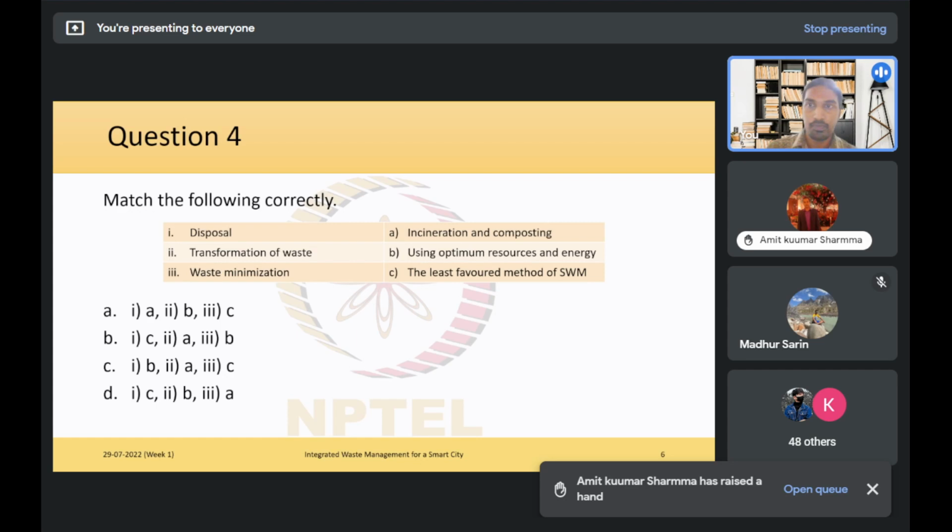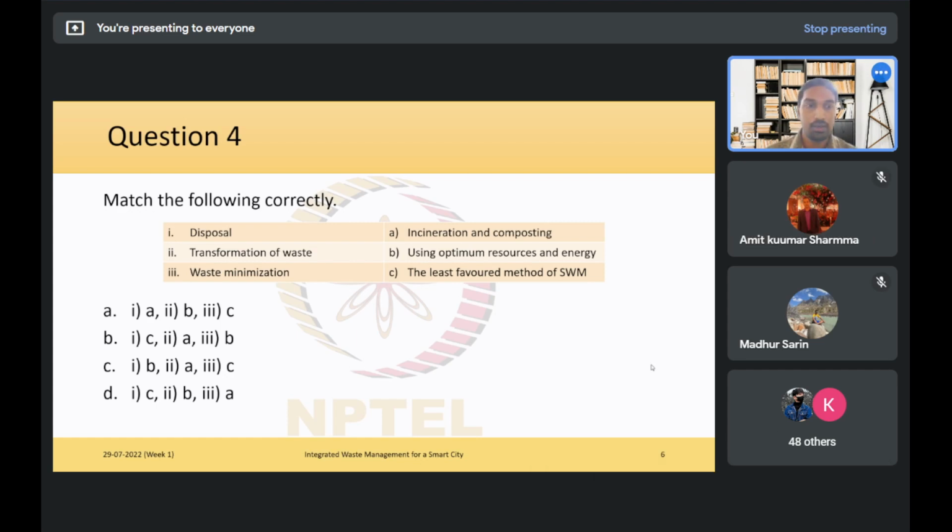Moving on to question 4. So here we have two columns. What we want to do is match the options given in column 1 to those in column 2. So we'll do a bit of a quiz here. I'll create a poll again, and you can type in your answer, which is the correct option. Okay, A, B, C, or D. So try to match the terms in column 1 to the description given in column 2, and you can put your answer in the poll.